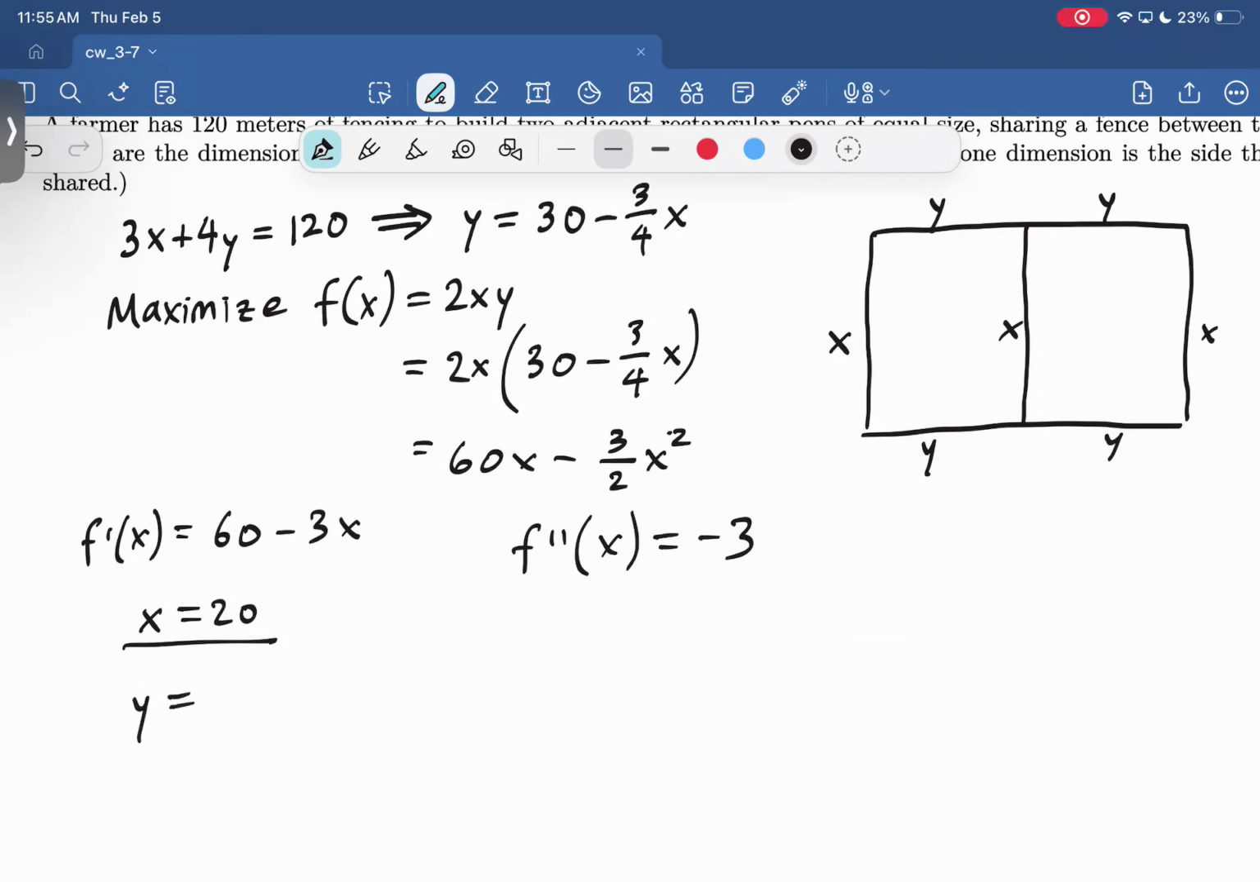All right, so because the second derivative is negative, that means we indeed have a maximum. And then if we plug x into our equation for y, what do we find is equal to y? Good, 15. Any questions?